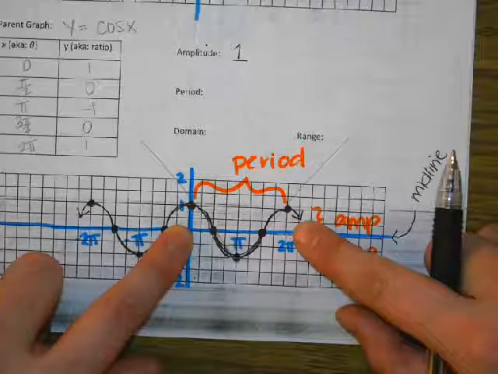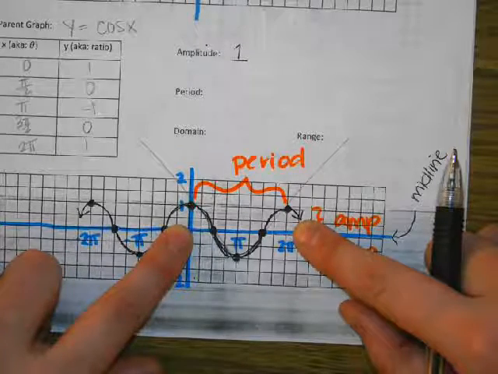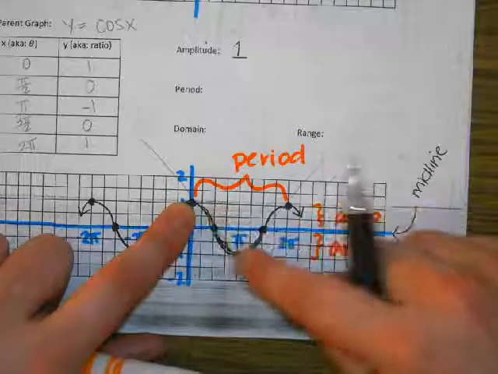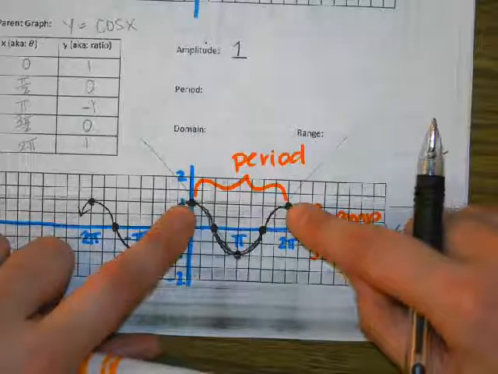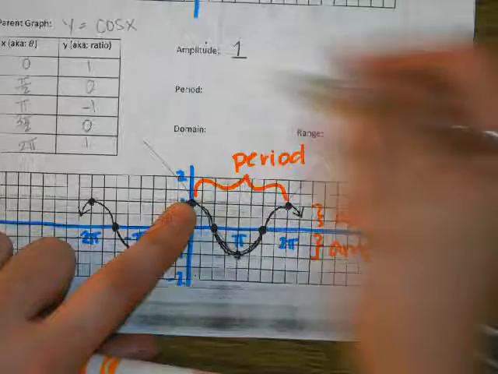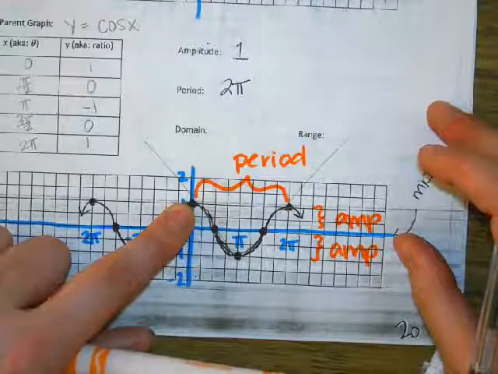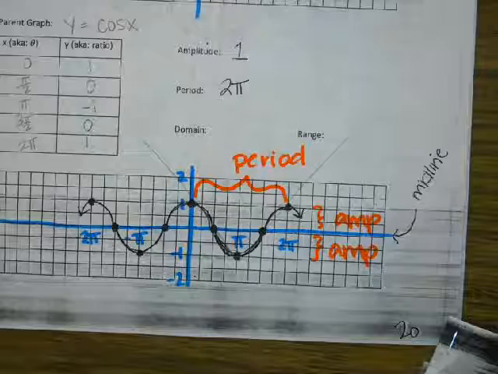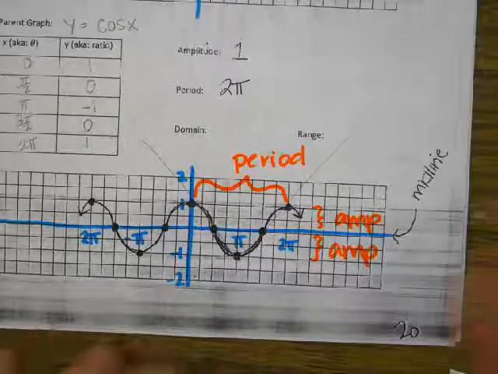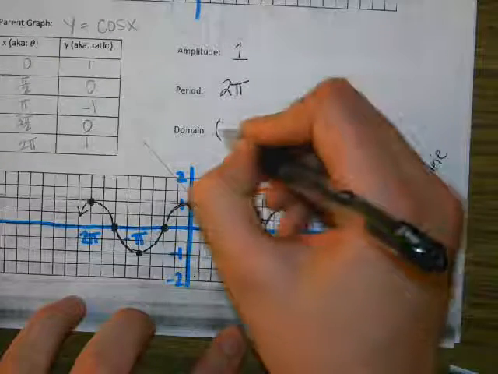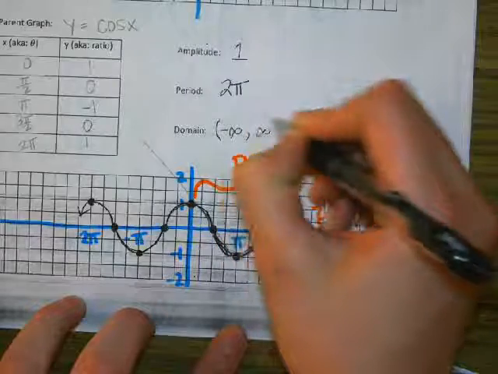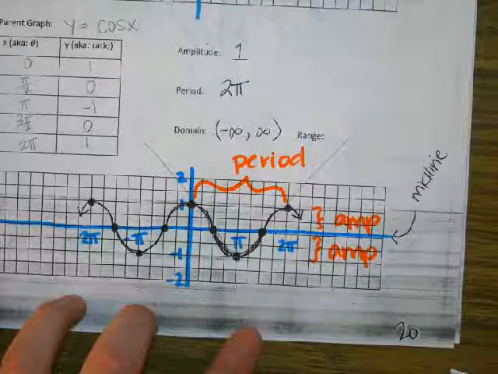So the period of the graph is how far it takes to complete the pattern. So you start up, and then you dip down and come back up again, and that's where you end. You're back in your starting point. And so the period of the graph is 2 pi. The same as yesterday, right? We did that yesterday. How about the domain? Negative infinity to positive infinity. How about the range?